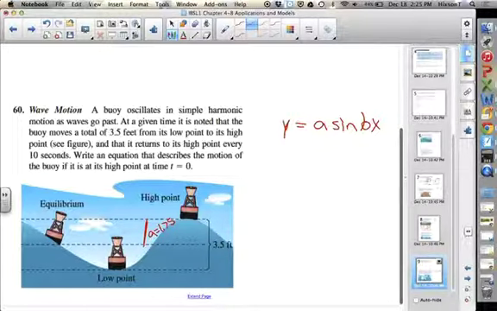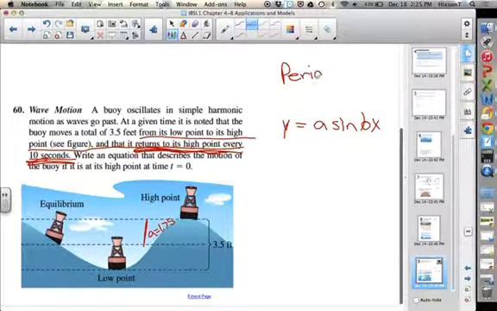Now, it says that it goes, if you look at this, from its low point to its high point, and it returns to its high point every 10 seconds, okay? And actually, the key thing I want you to notice here is it returns to its high point every 10 seconds, okay? So what is that telling you? That the period length is 10. The period length is 10, okay?